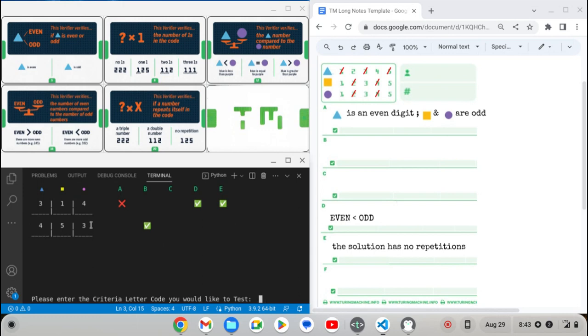So in fact, since I don't have a 1, the Turing machine approves of that. So let's go ahead and type that up in the notes in section B. And that is that the solution has no 1 digit. And of course, we can now cross out the 1s for both square and circle.